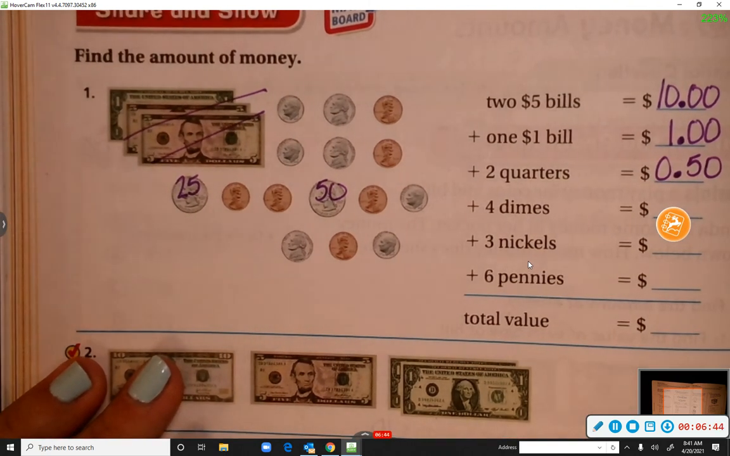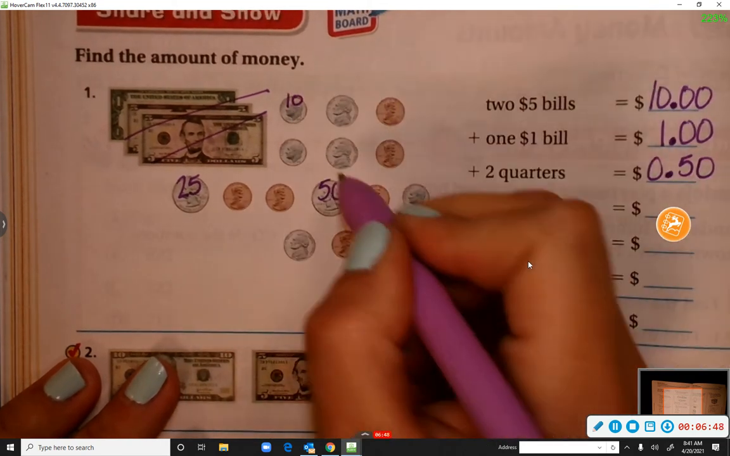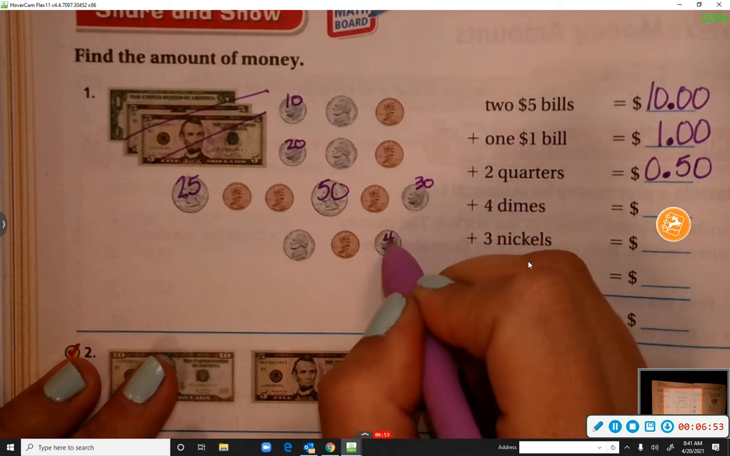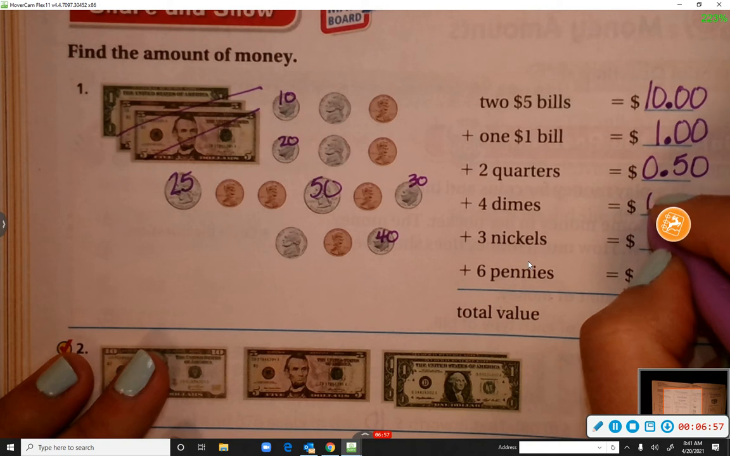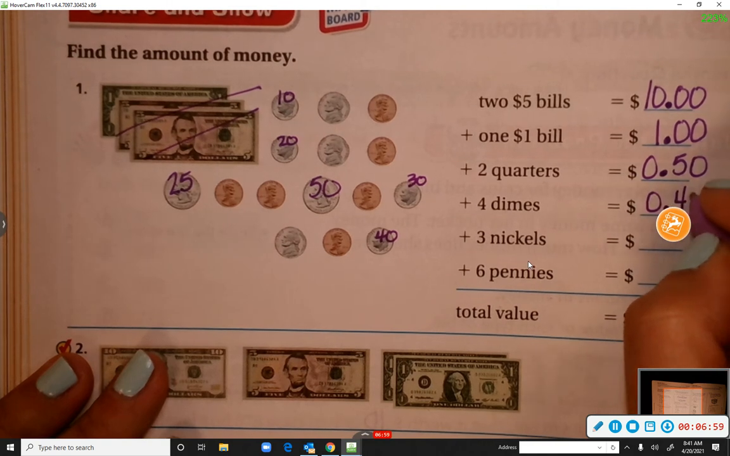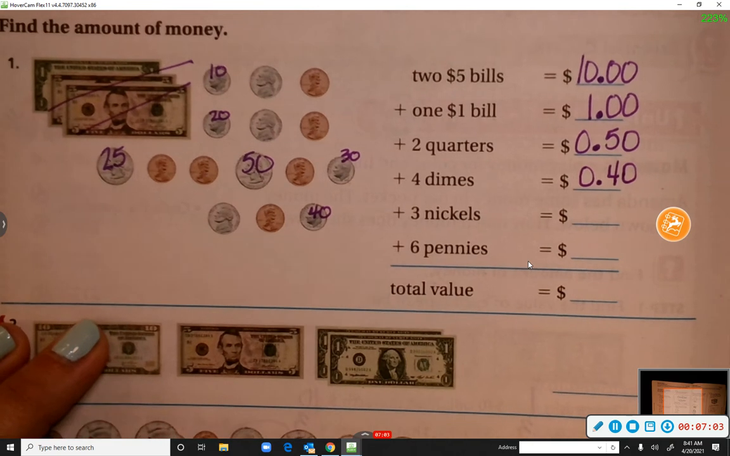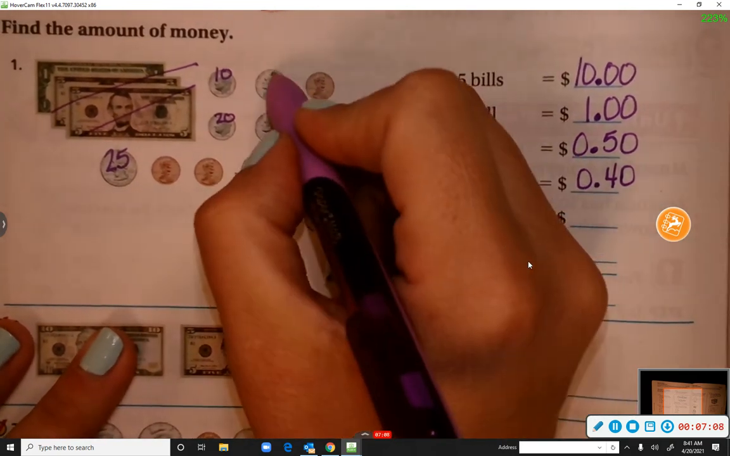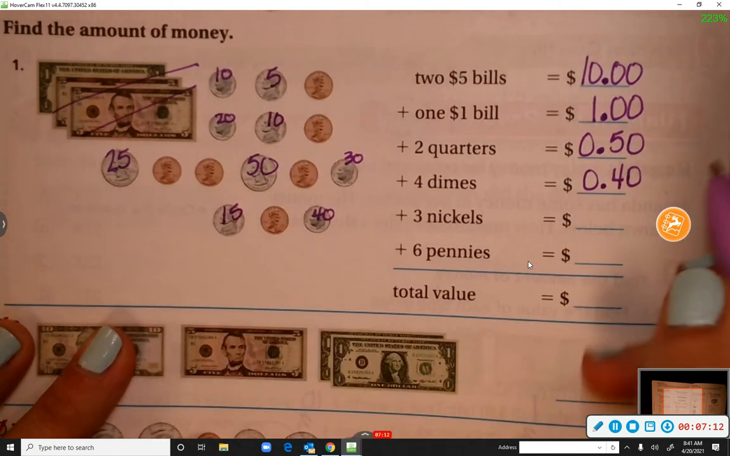Okay. Now I'm going to count the dimes. So I have 10, 20, 30, 40. Are there any more? No. Okay, so 40 cents in dimes. Now it's time for nickels. So now I need to skip count by what? 5s. So 5, 10, 15.